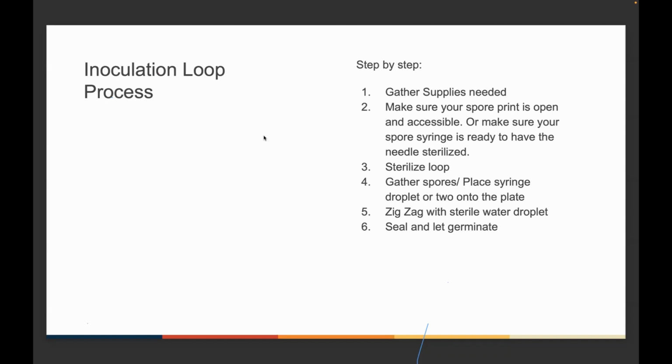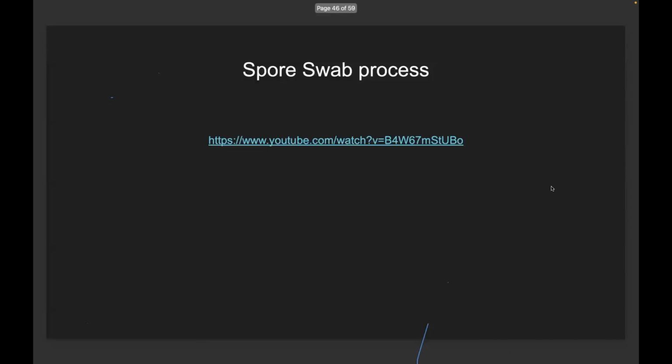And so sterilize your loop. I would definitely suggest if you are using these, avoid the throwaways. Just get a metal one. It's reusable. It's easy. You can heat sterilize it. Gather your spores, either on an inoculation loop or drop a droplet of your syringe. You can zigzag them, spread them around. Seal, let germinate, and label your plate. It's kind of a straightforward process.